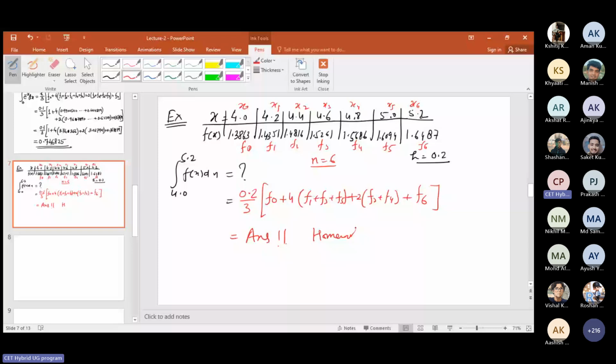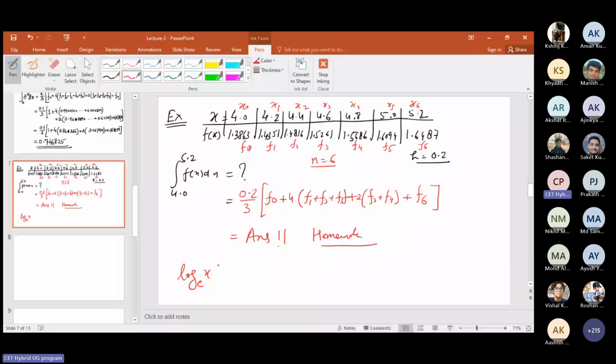Okay. Left as homework. Once you have done the values, then you find out that these values which I have given you are coming from the log functions. These are the values of log x. So the first value is log 4, second value is log 4.2, third value is log 4.4, and so on and so forth.